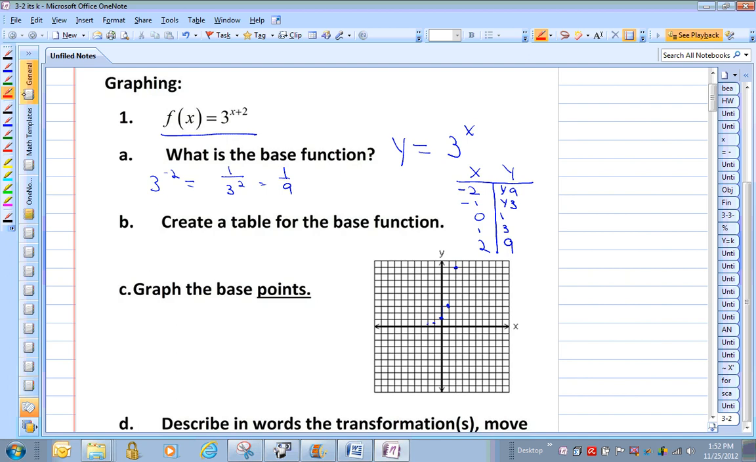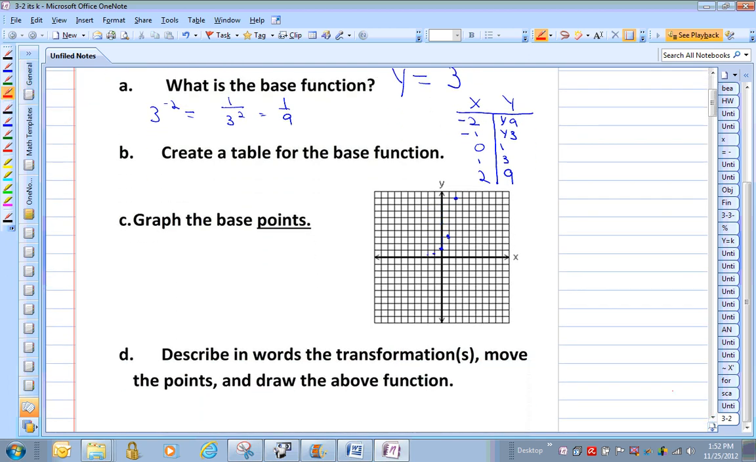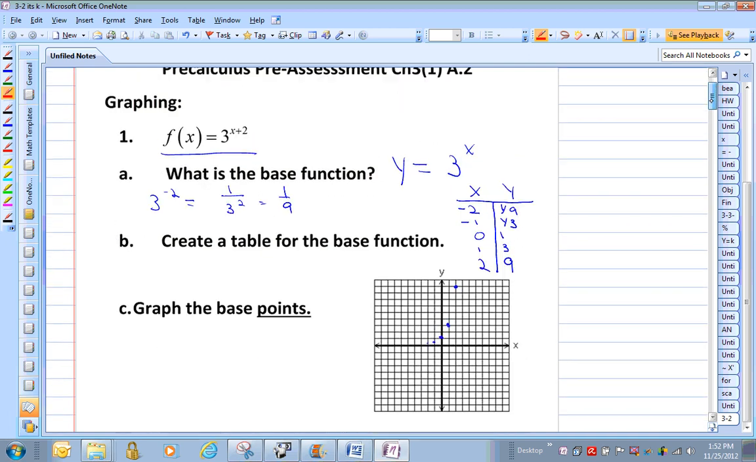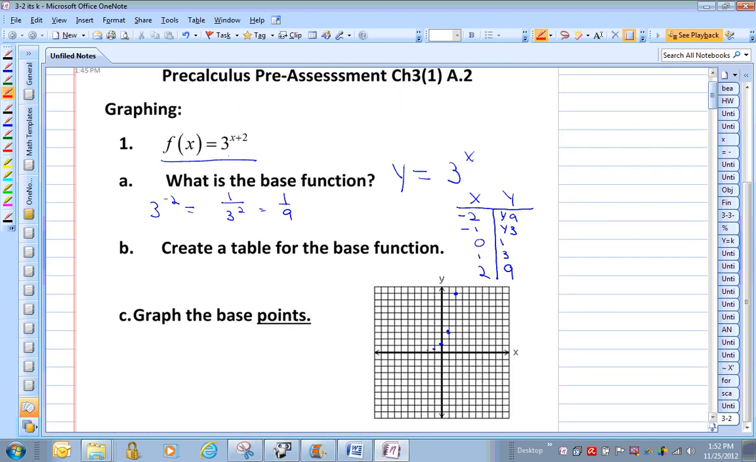All right, I'm going to try to do our graph in red. I want us to graph the base points. We did that. I want us to describe in words the transformation before we move the points and draw the function. So if I'm describing the transformation, let's go back up and look at that. We have f of x equals 3 to the x plus 2. You know that that would mean that the x plus 2 is with the x. That means it's horizontal movement.